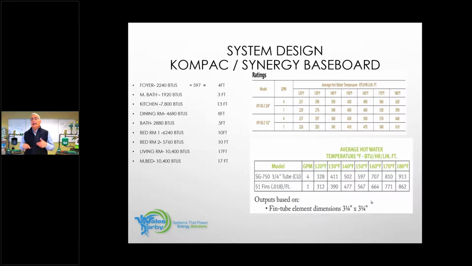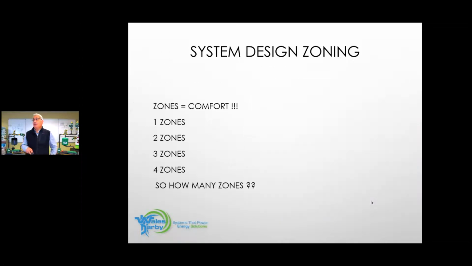All right. Any questions on that? How did we figure out how much baseboard? We took the output of the baseboard and divided it into the BTUs per room. Any questions there? All right. Everybody's good. So now that we have figured that out, and we got this far because we did the heat loss, otherwise we'd be just guessing. Now it's time to zone this. How do you guys want to zone this?